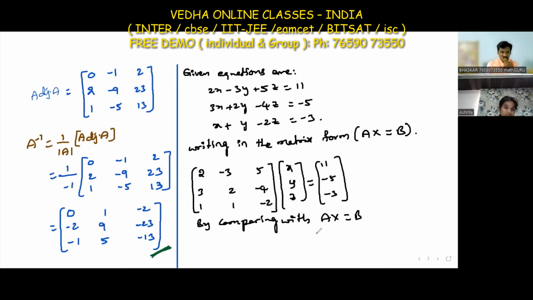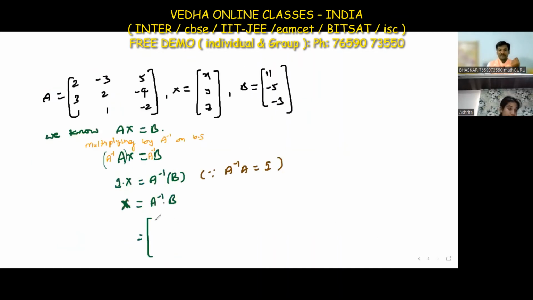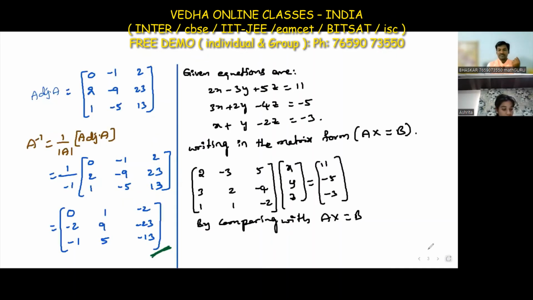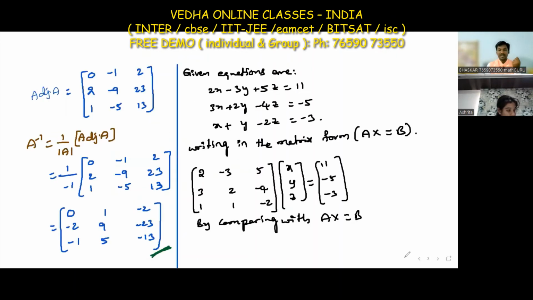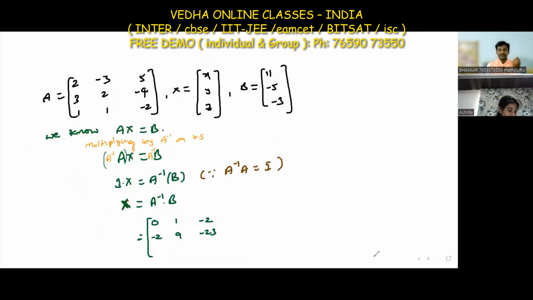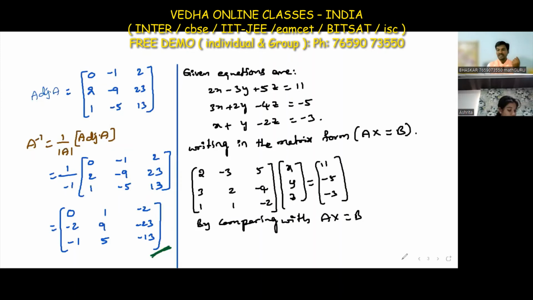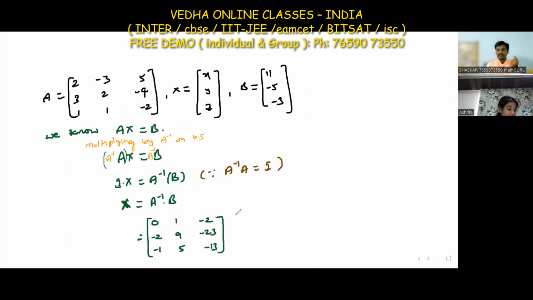0, 1, minus 2, then minus 2, 9, minus 23, and minus 1, 5, minus 30. This is the A inverse matrix. And what is the B matrix? It is 11, minus 5, minus 3.